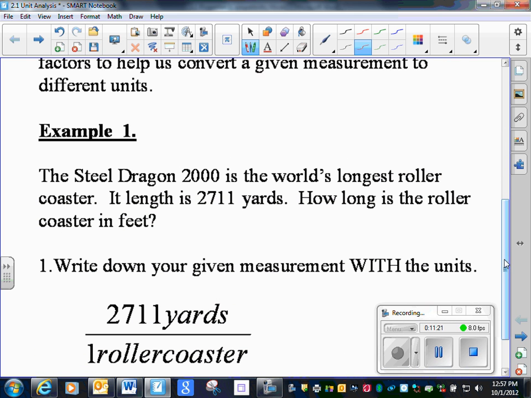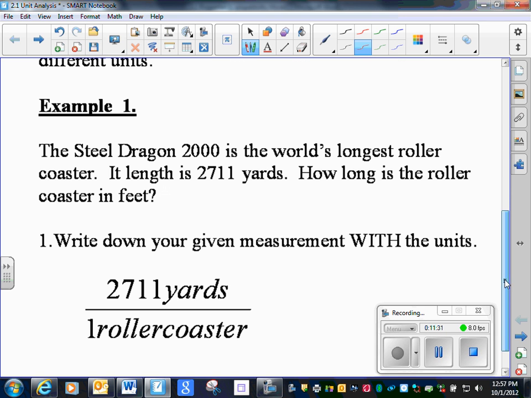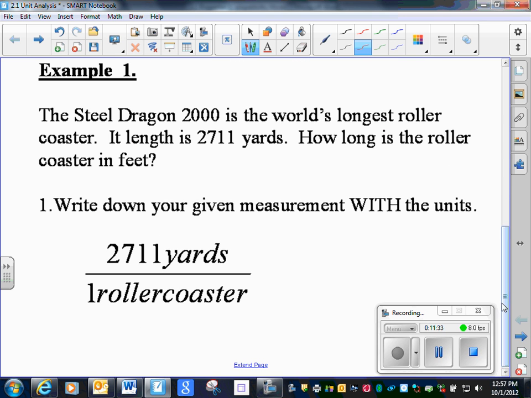So here, I'm going through an example with you kind of slowly, and then we'll work some in class. This Steel Dragon is the world's longest roller coaster. Probably not anymore, but anyway, it's pretty long. It's 2,711 yards. How long is the roller coaster in feet?